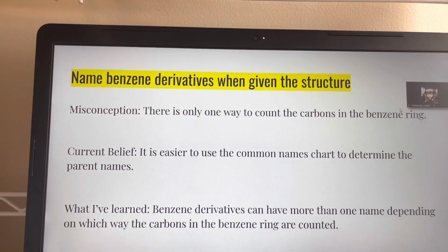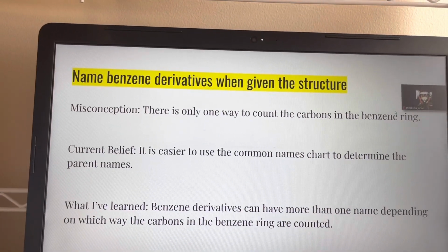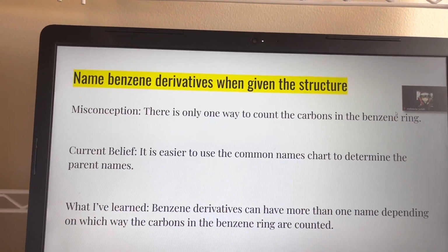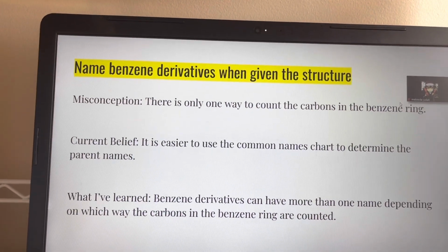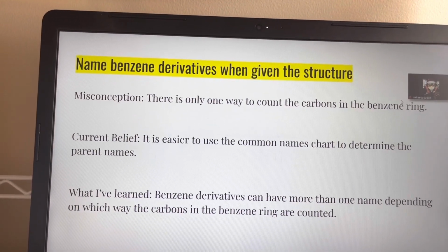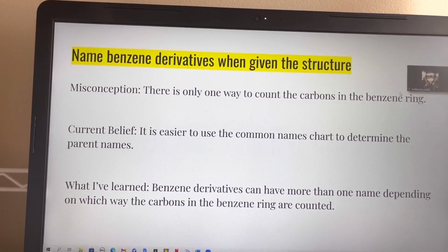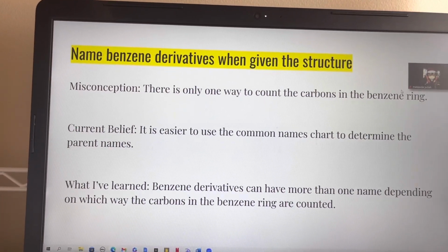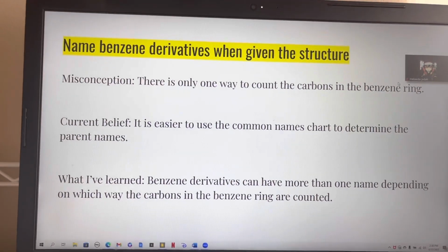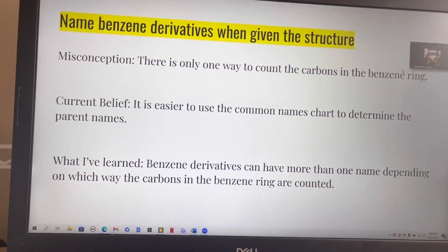Name benzene derivatives when given the structure. Misconception: there is only one way to count the carbons in the benzene ring. Current belief: it is easier to use the common names chart to determine the parent names. What I've learned: benzene derivatives can have more than one name depending on which way the carbons in the benzene ring are counted.